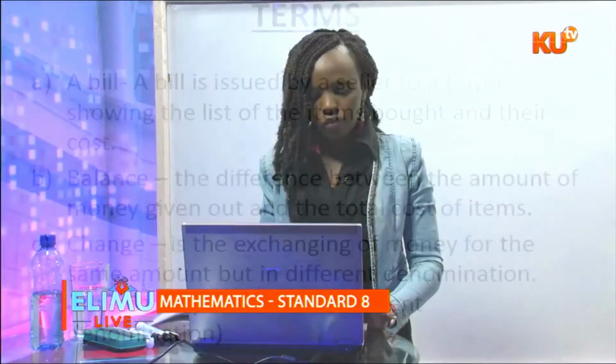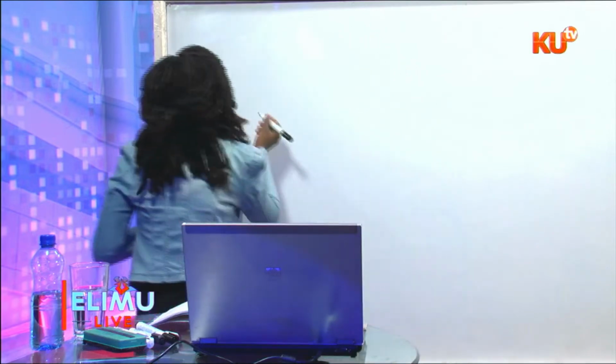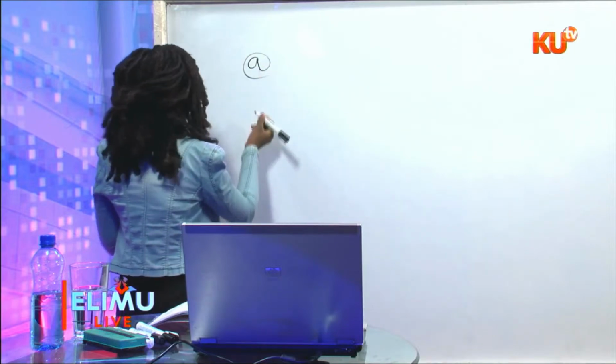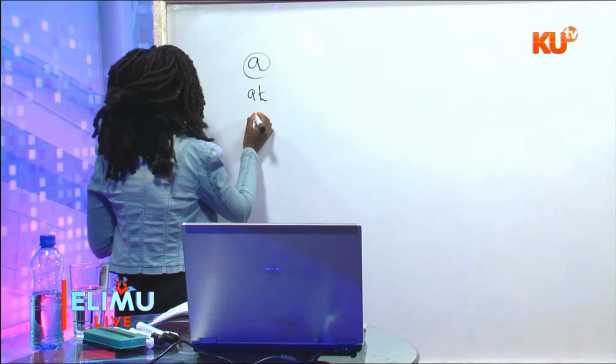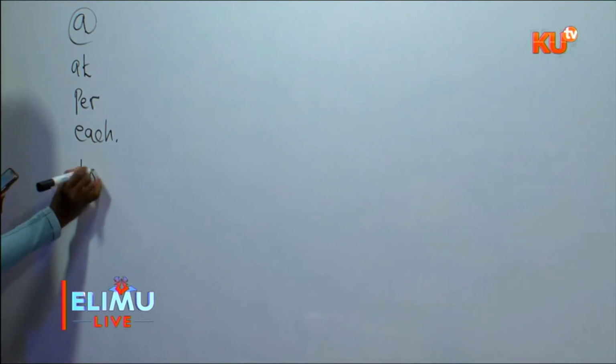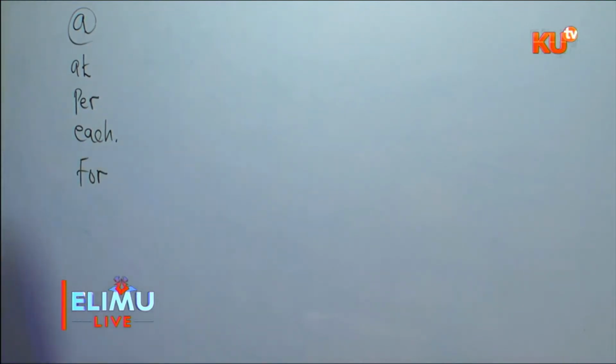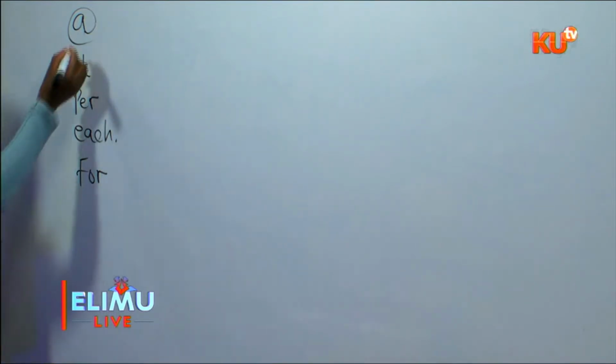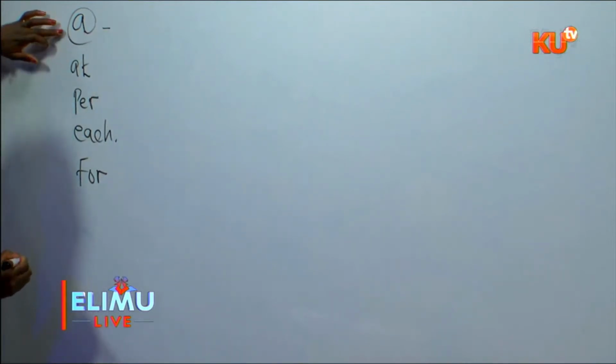In this topic, we have some symbols that are used when you are calculating, or the moment you are getting the bill. We have those symbols that are used. For example, I'm going to list them down. We have this sign, we have at, per, each, and then we have for. These are some of the symbols that we come across any moment you are getting or calculating the bills. So this sign here, we read it as at.